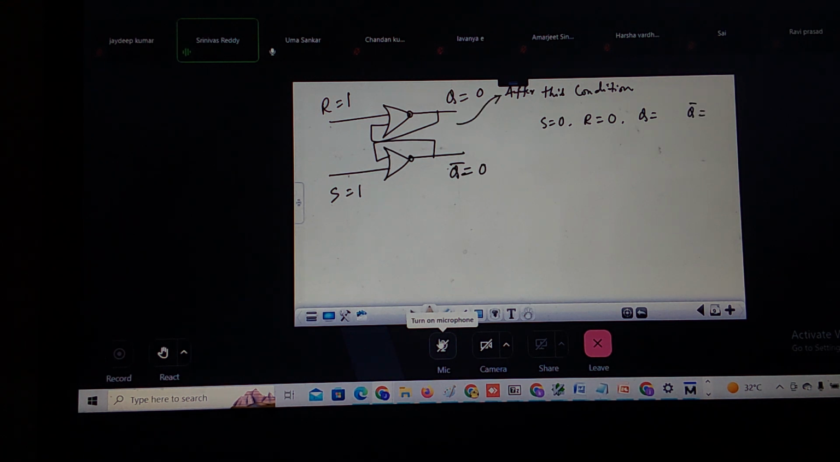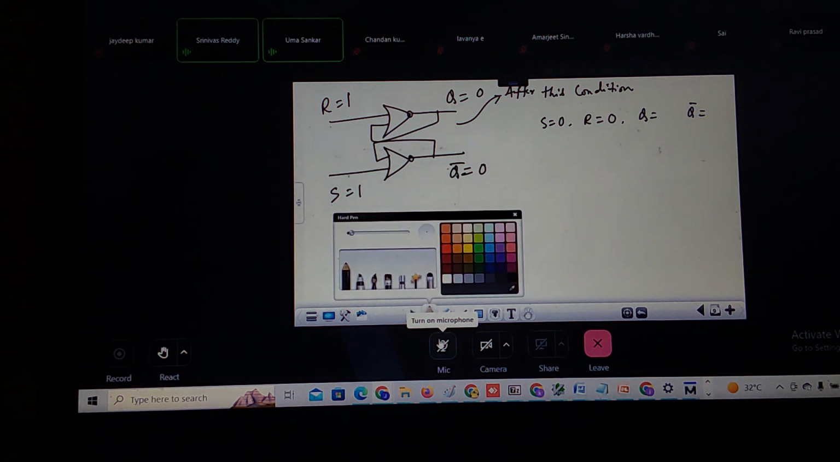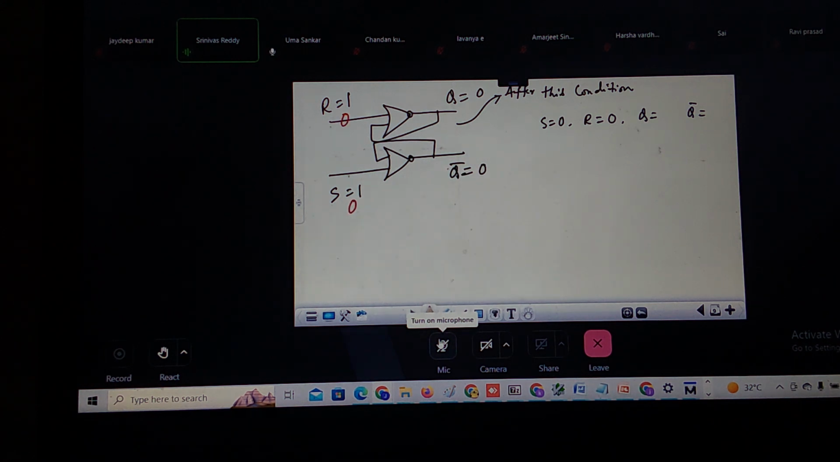After this condition, if I put S is 0, R is 0, what are Q and Q bar? 1, 1? How do you say 1, 1? Let us understand, this is undetermined. Both are 0, 0. Okay, you understand my statement here. Now I am getting S1 and R1, Q is 0, Q bar is also 0. After this condition, I am putting S0, R0.